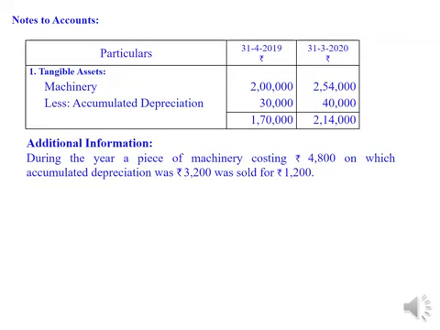During the year, a piece of machinery costing rupees 4,800, on which accumulated depreciation was 3,200, was sold for rupees 1,200. Observe, 4,800 cost, 3,200 has been charged as depreciation. That means 1,600 worth of machinery was sold for 1,200, resulting in 400 rupees loss.